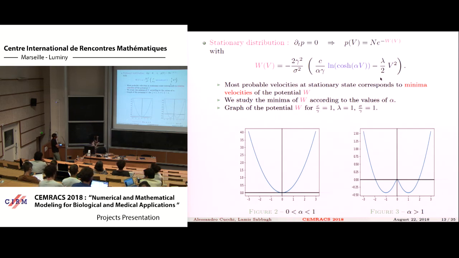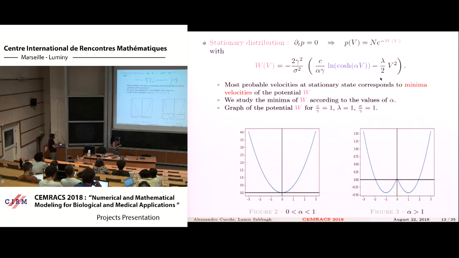In the case when alpha is between 0 and 1, and taking these parameters into account, the potential W has a unique minimum at 0, which means that the most probable velocity of the cell is 0. And we will see later that this corresponds to a Brownian motion.